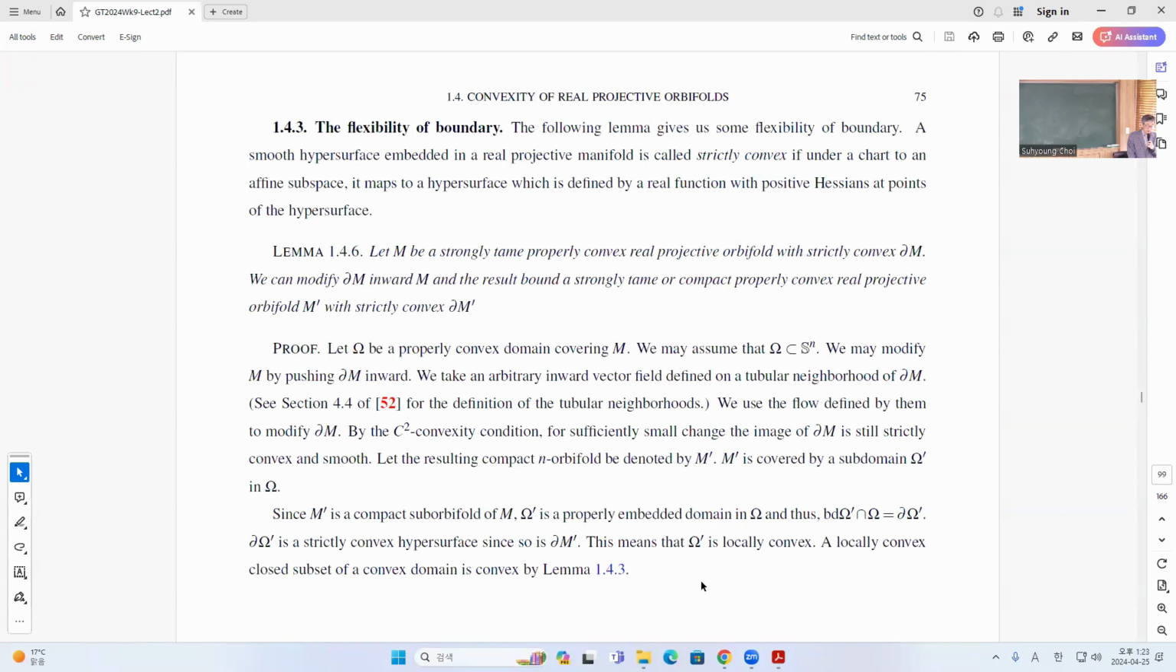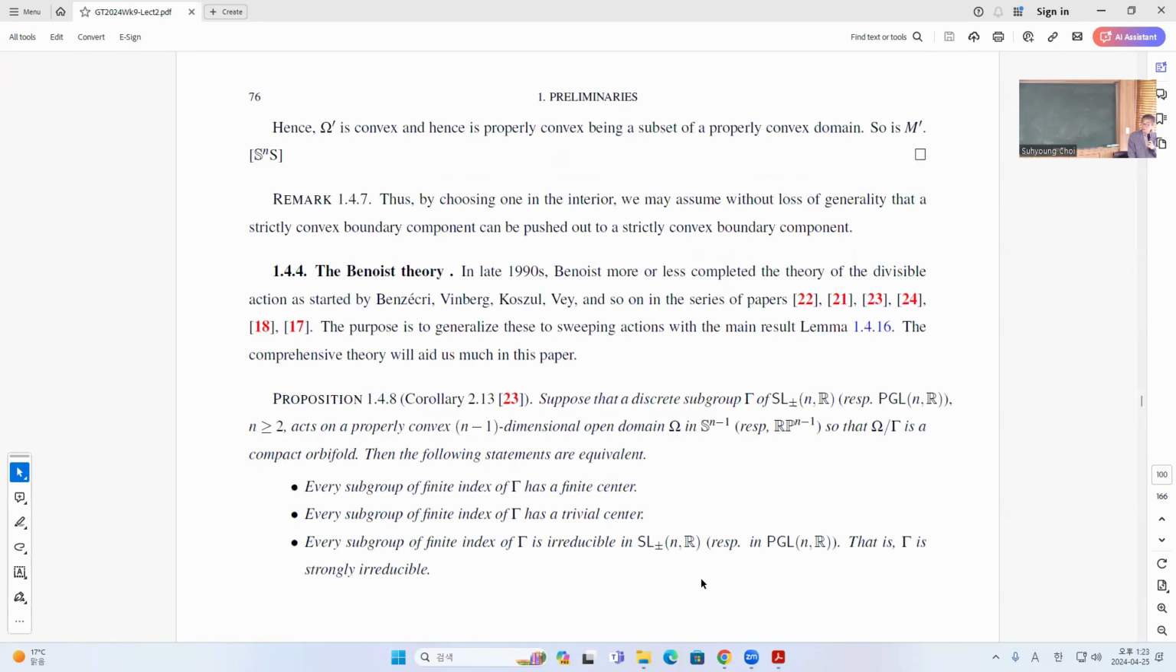Right. So there are lots of little mistakes, so you should please look at that. And yeah, I want to skip that. And the important thing is the Benoist theory here. So Benoist studied lots of these. So you have a discrete group here, and it acts properly on a convex domain, so that this is a compact orbifold. So actually, if it's discrete, then this is automatically true. I said that before, right? But if it's not discrete, then it will be called sweeping action. So it will be done later.